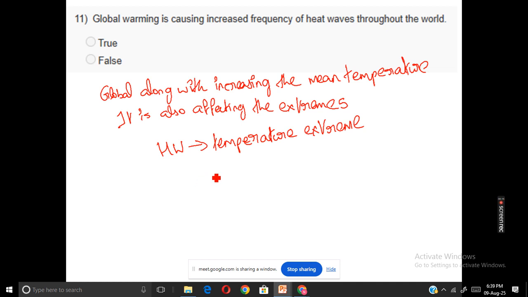Generally, if the temperature is greater than 40 degrees Celsius for two consecutive days, a heat wave is declared. This temperature threshold value, I think, is for coastal regions. So this value changes based on whether you are considering plains or coastal regions.